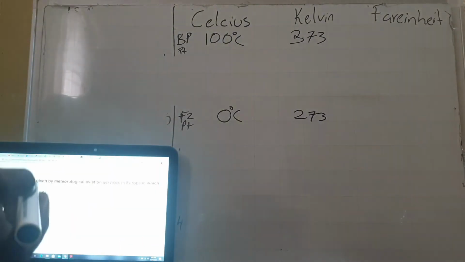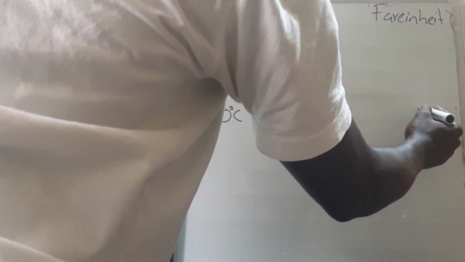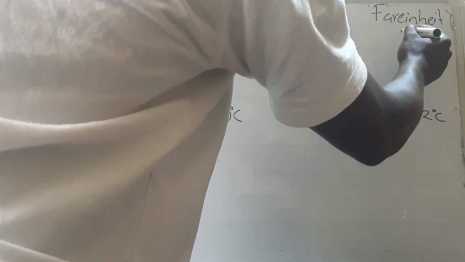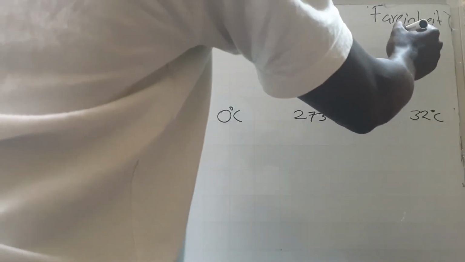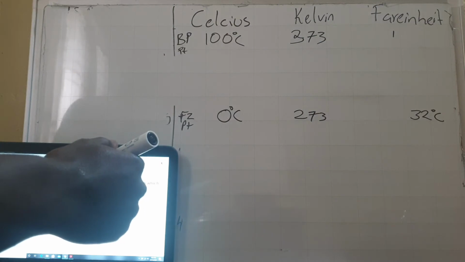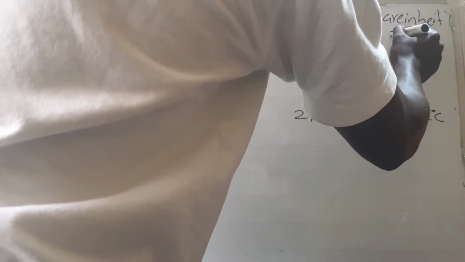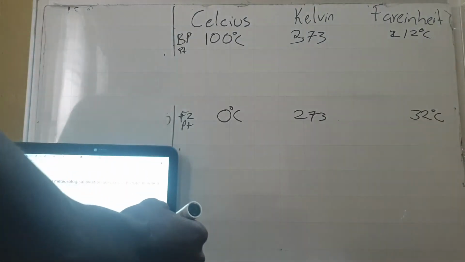Then the Fahrenheit scale, the freezing point is 32 degrees and the boiling point is 212 degrees. So you see 32, sorry, this is Fahrenheit.